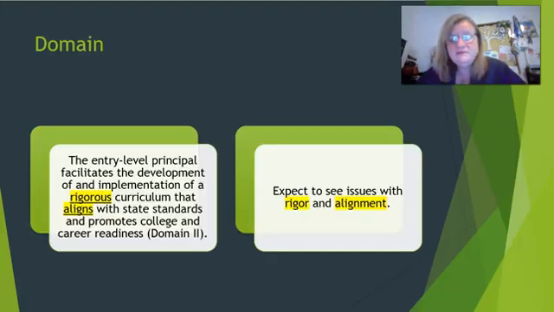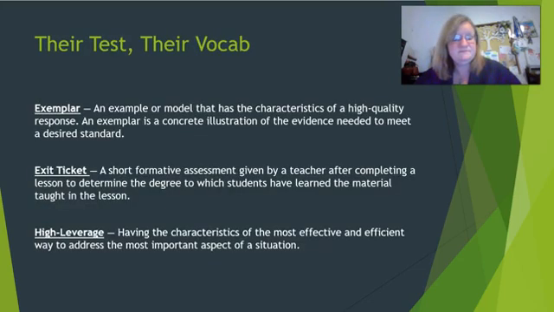So the domain that they're trying to assess on question 2 is this one. Domain 2, the entry-level principal facilitates the development of and implementation of rigorous curriculum that aligns with state standards and promotes college and career readiness. And typically what you'll see are issues with rigor and alignment. Remember, this is their test, so we go with their vocabulary terms.